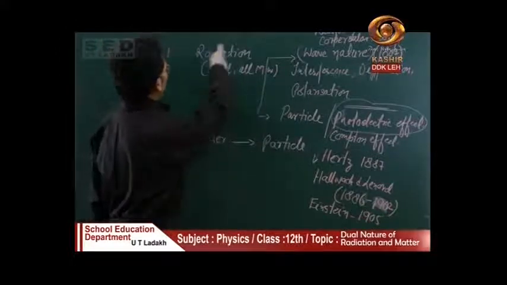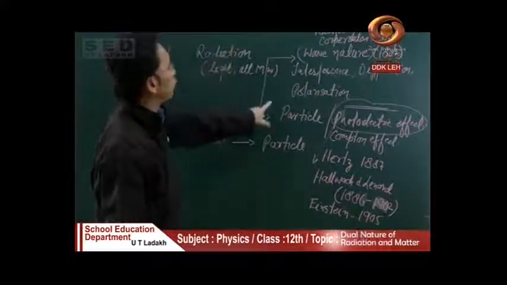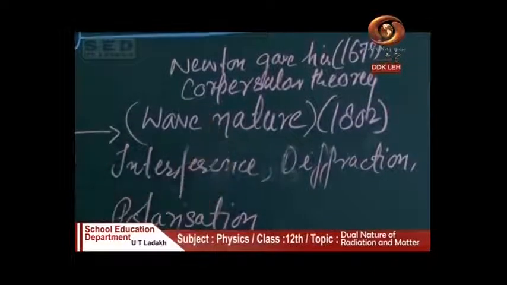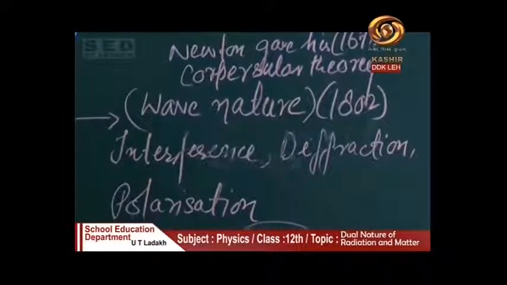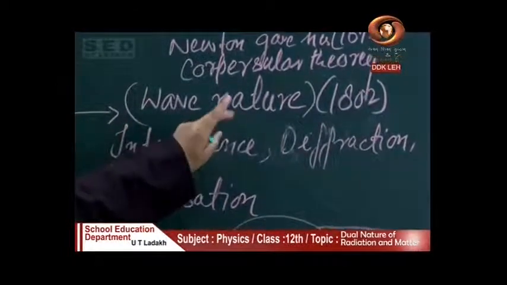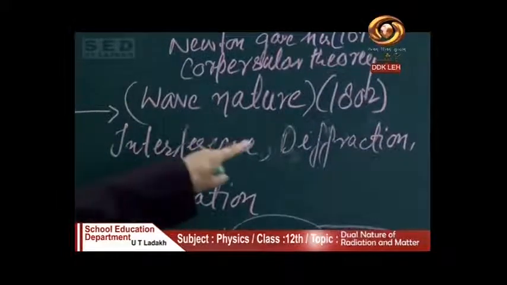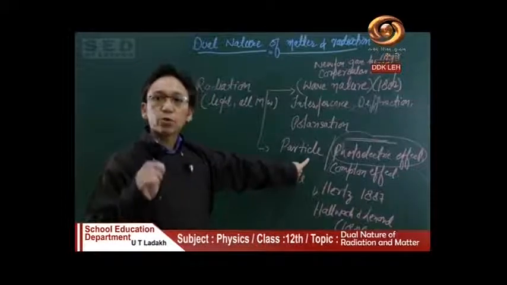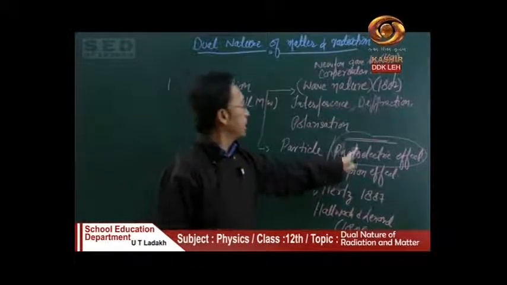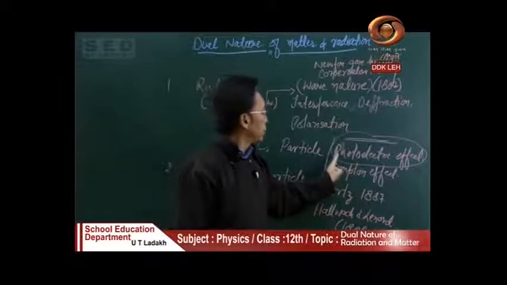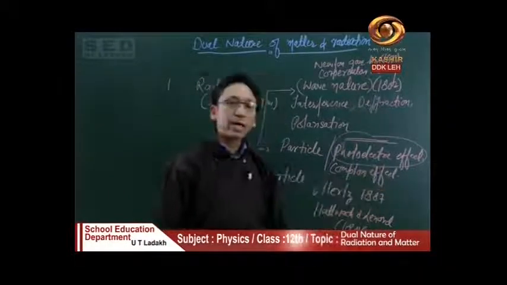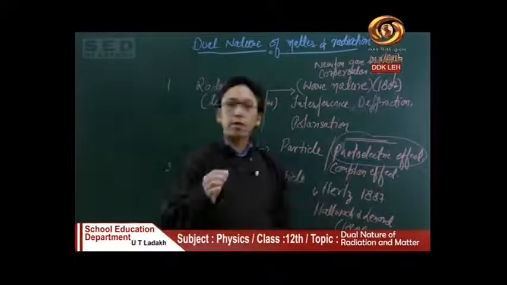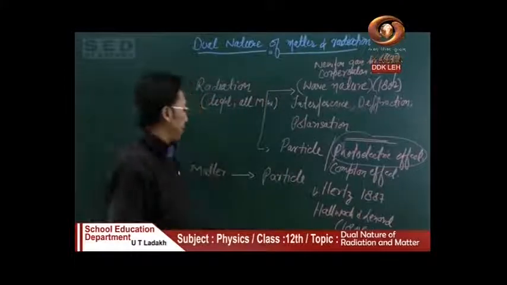Now, similarly, we have seen that radiation has dual nature, so it plays a double role. Sometimes it acts as a wave and sometimes it acts as a particle. The wave nature of light is supported by some phenomena like I have written here, and similarly the particle nature of light is confirmed by some phenomena: the photoelectric effect, the Compton effect, and another effect, the Stark effect. This Compton effect and Stark effect you will study in the higher classes.